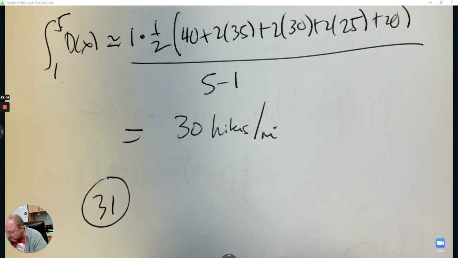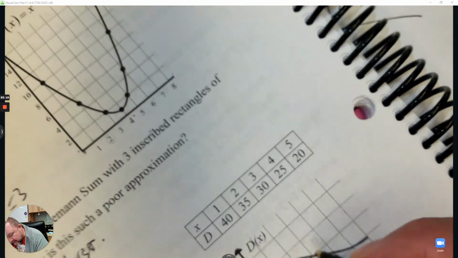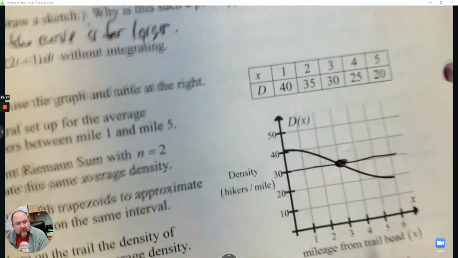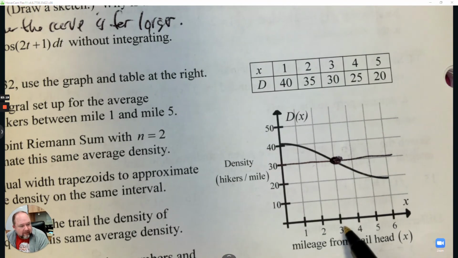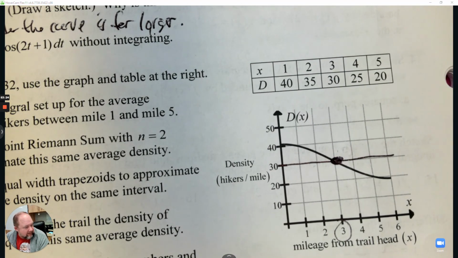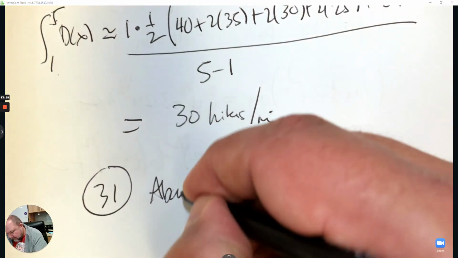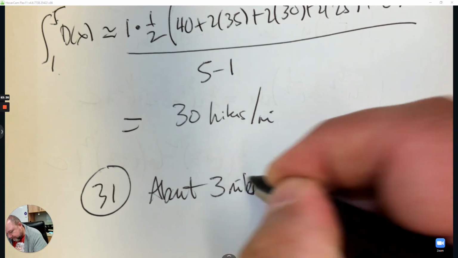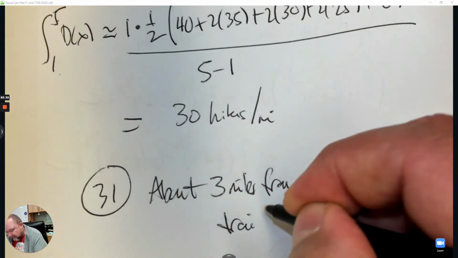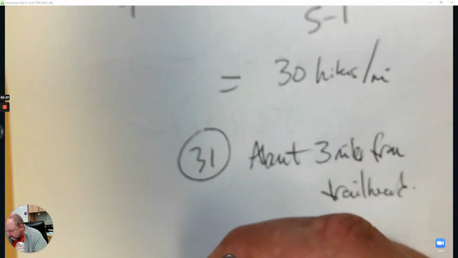Estimate where on the trail the density of the hikers is equal to the same average density. So when I think of 30, right here is 30. Okay, where would it be? And so about at 3, the average is equal to the density right there. Just looking off the graph. And I just drew a line from the trailhead. 32.